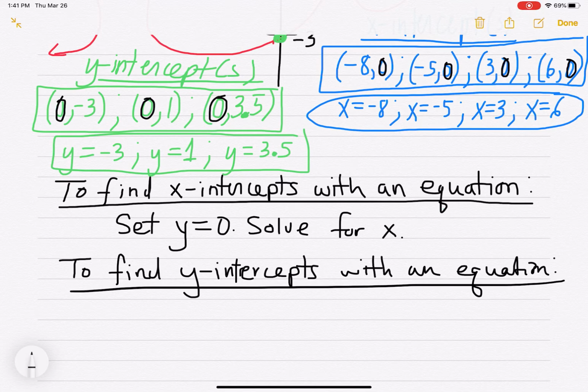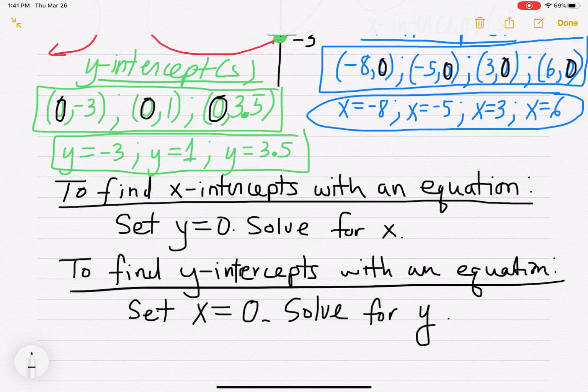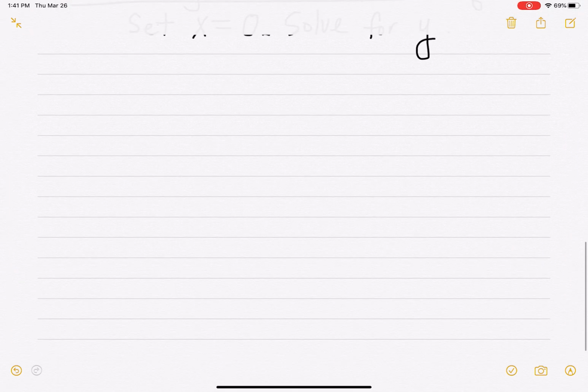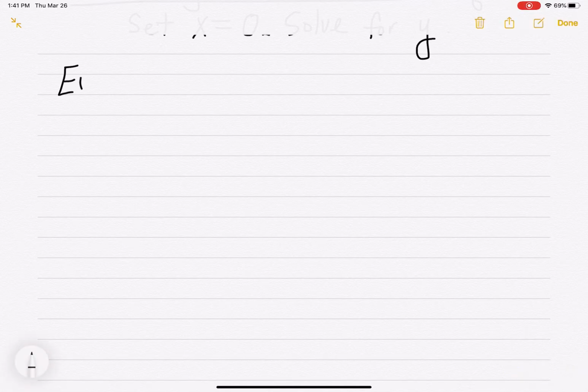So to find y-intercepts with an equation, you're going to set your x-coordinate equal to 0, and then you can solve for y. So that's going to be our strategy for finding x-intercepts and for finding y-intercepts. Let's do a few examples of that. Exercises.